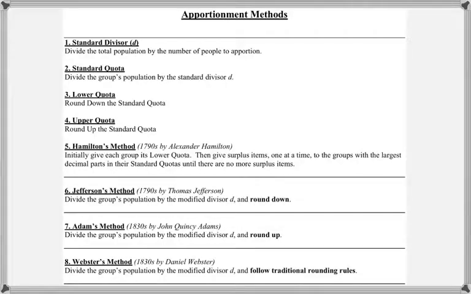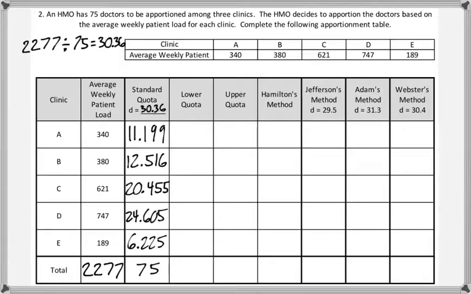Next, we are finding the lower quota. So we want to round down the standard quota. So each of these numbers I want to round down. So 11, 12, 20, 24, and 6. And these add up to be 73. So that's okay for this column, but we do need to take a note that we are going to need 2 more.